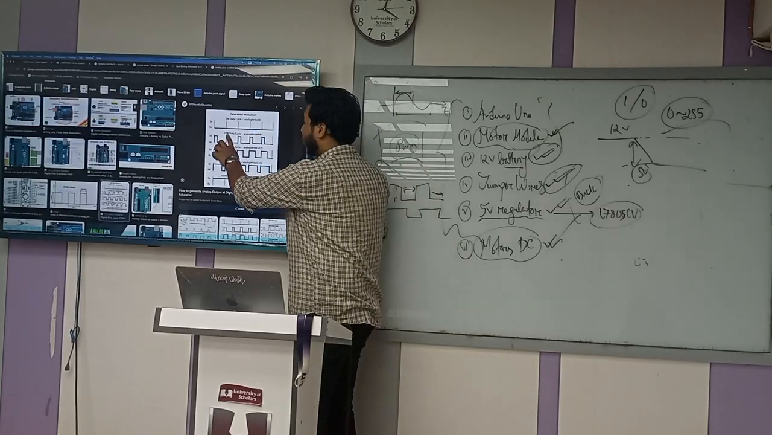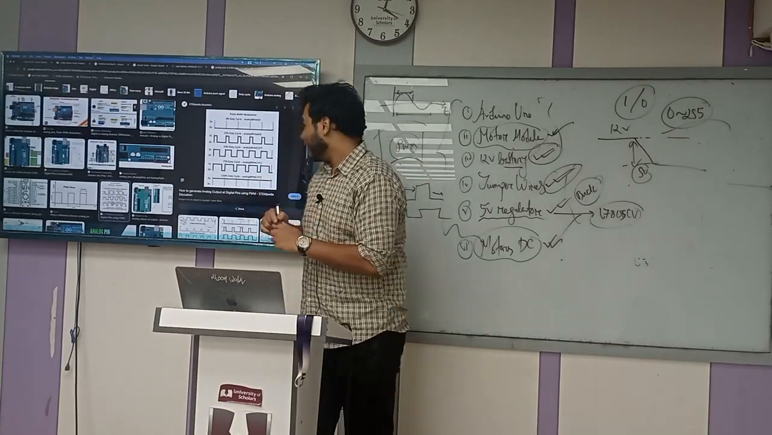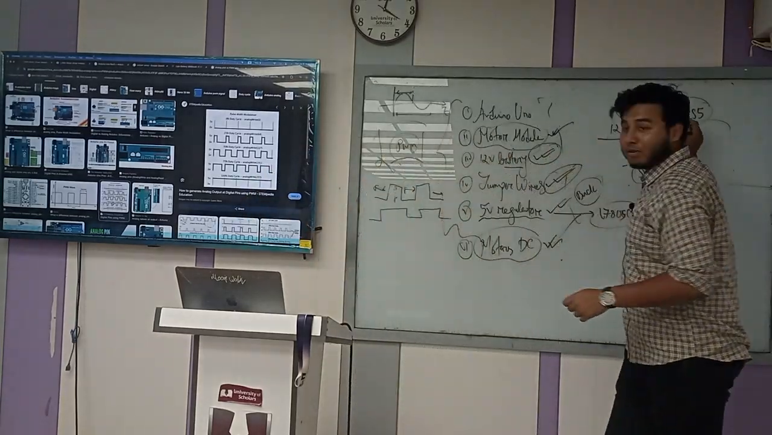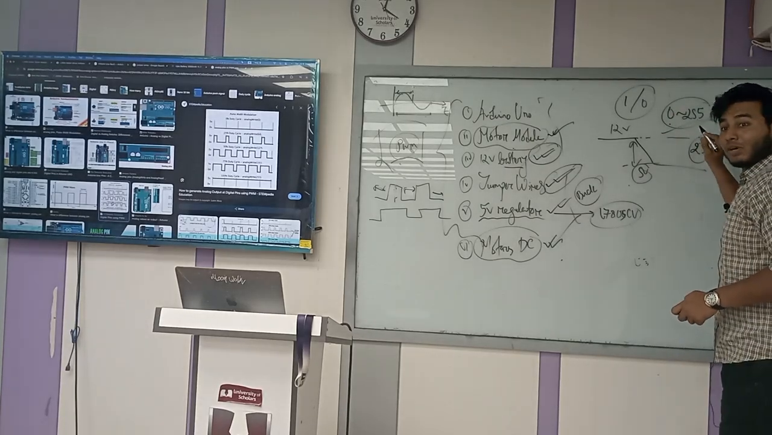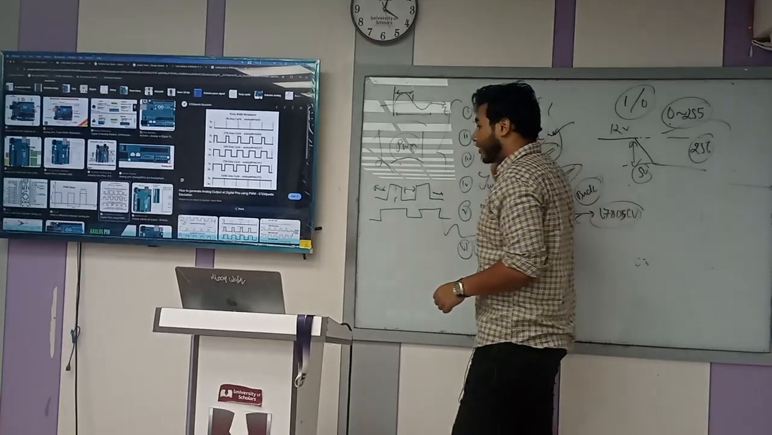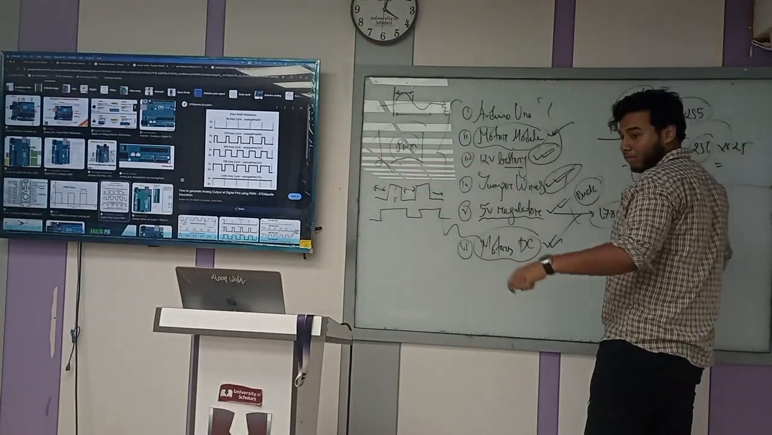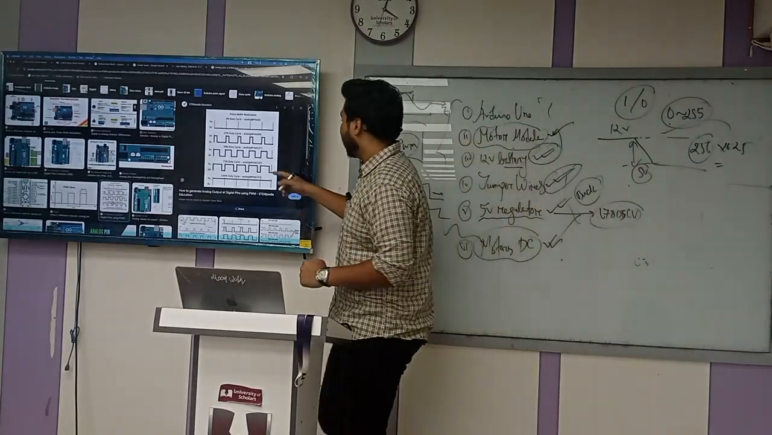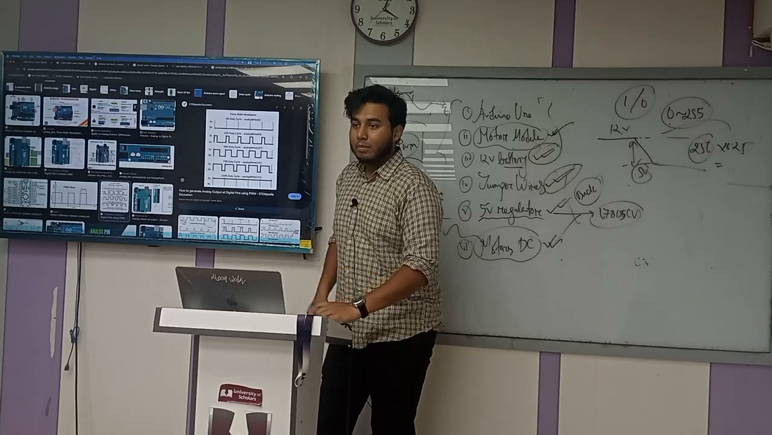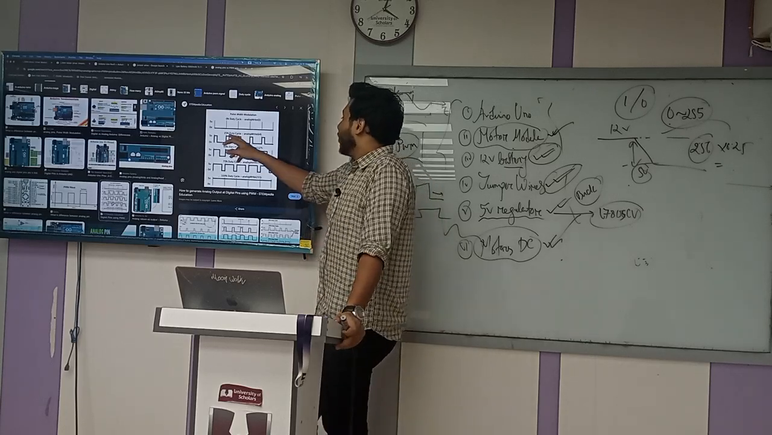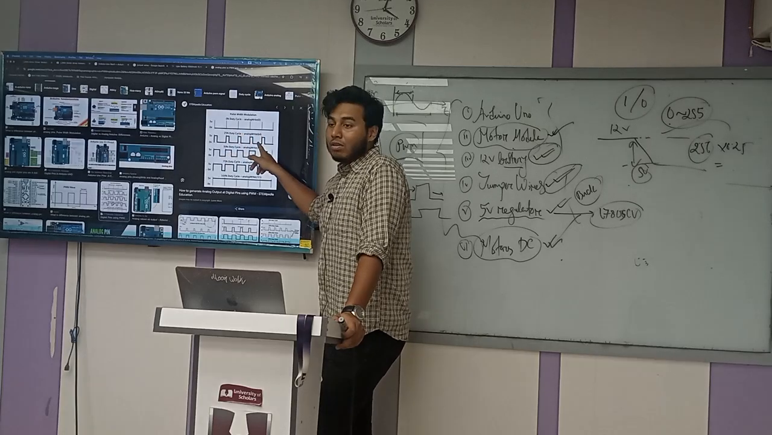If you say 25%, take a calculator, and you know that there is a range of 0 to 255, so there are 256 values. Take 0.25 of 256, and you will get a value of 64. So this 25% duty cycle means 64 out of the 256 values.